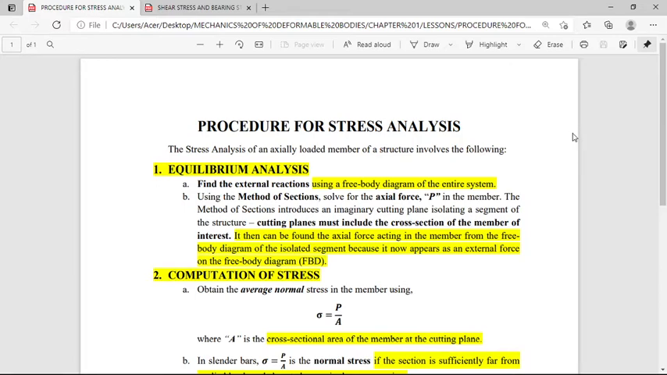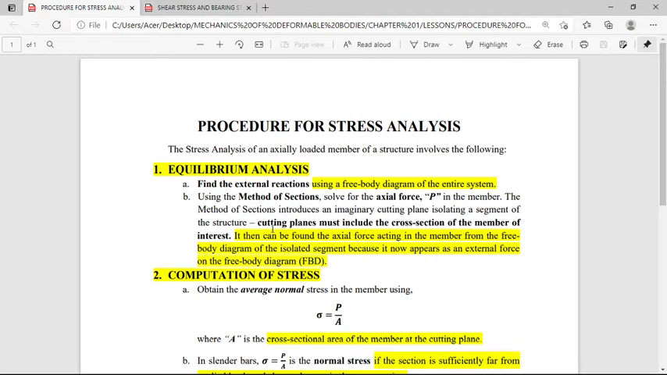And not only that, pag nag-method of sections kasi tayo, magagamit natin yung method of sections para magkaroon tayo ng easier way to solve for reactions. Kasi hinahati natin yung material into sections, para mas mapaunti natin yung unknowns na ilalagay natin sa free body diagram natin. So the method of sections introduces an imaginary cutting plane isolating a segment of the structure. The one I discussed nung nakaraan, or from your previous topic.